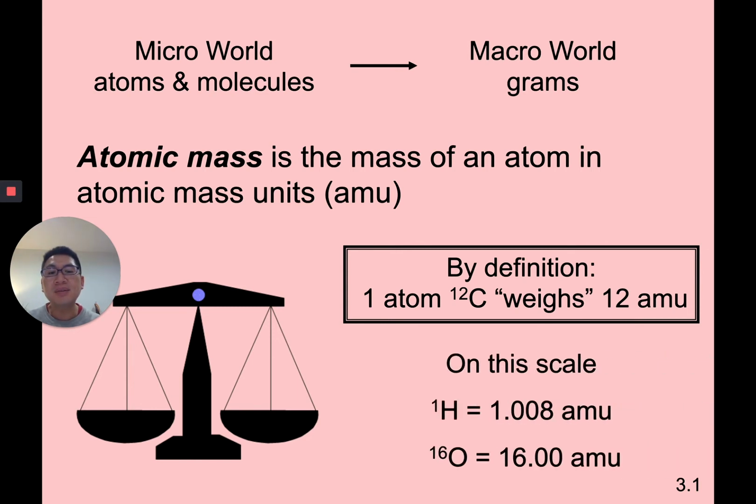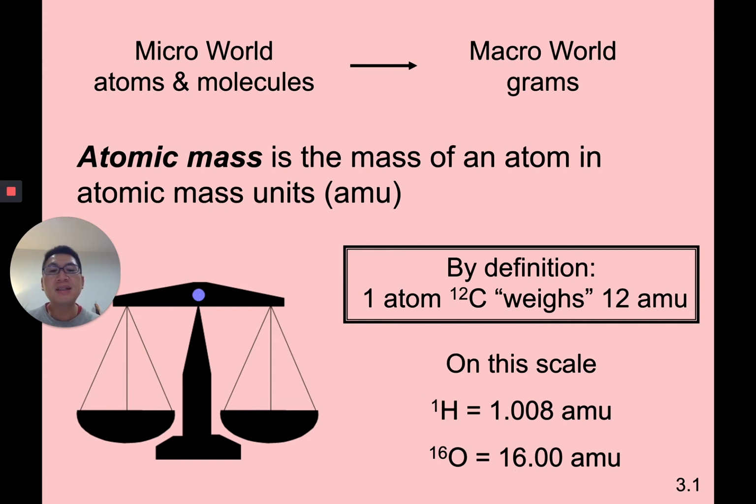On that same scale, a hydrogen-1 atom weighs 1.008 AMUs, and an oxygen-16 atom weighs 16 AMUs. It's approximately what the mass number is. So hydrogen-1 is not exactly 1.000, but it's around 1. Oxygen-16 weighs around 16.